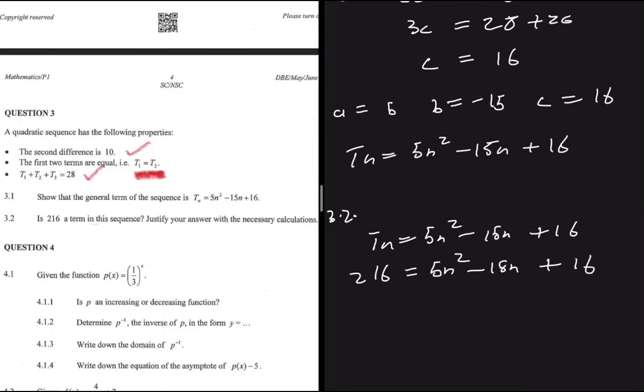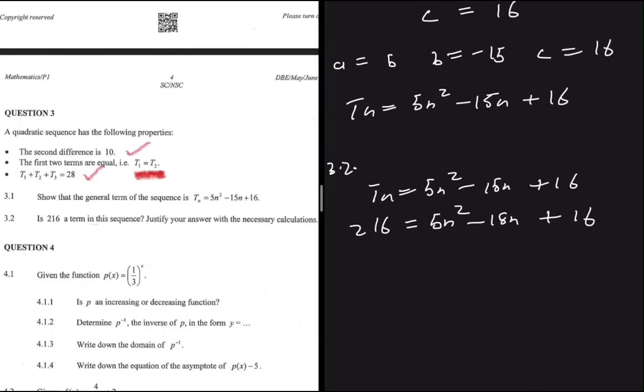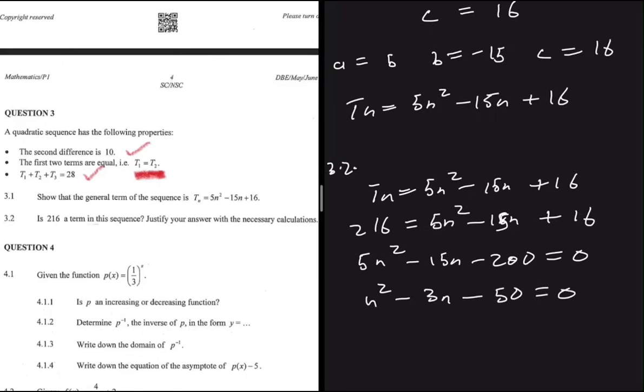Right, so if we can solve here and get a value of n, which is a whole number, then 216 is a term in this sequence. Right, so if we take 216 to the other side, we're going to have 5n squared minus 15n, then plus 16 minus 216, that will be minus 200 being equals to 0. Right? It's easy to see here that we can take a common factor of 5 real quick and then divide both sides by 5 to get n squared minus 3n minus 50 being equals to 0.